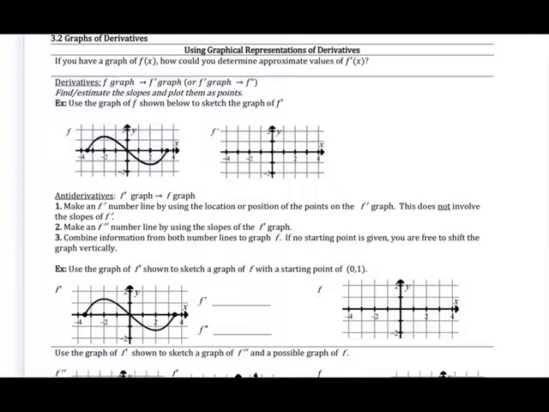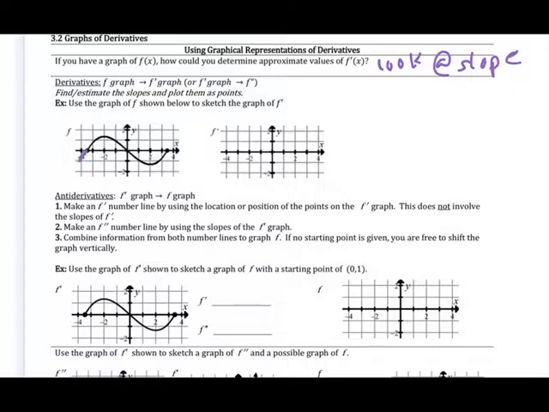So if you're given a graph of a function, how can you determine approximate values of the derivative? Well, the derivative is the slope of a tangent line, which means that we could look at the slope. So here we are in this first example. We're given the graph of f on the left, and we're being asked to sketch the graph of the derivative on the right. So when we're given the graph of f to graph the derivative, we want to look at the slopes and estimate the slopes, and we're going to start by plotting those as points.